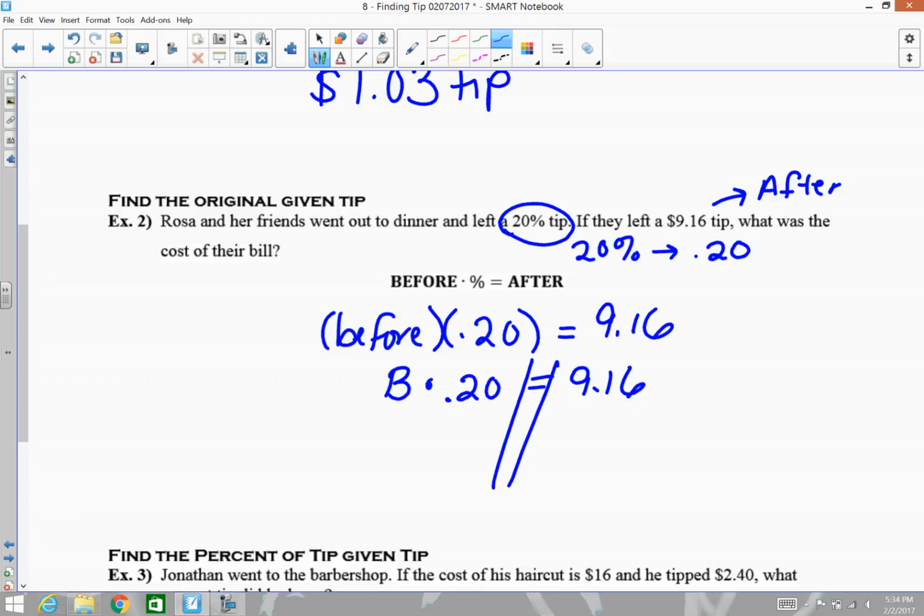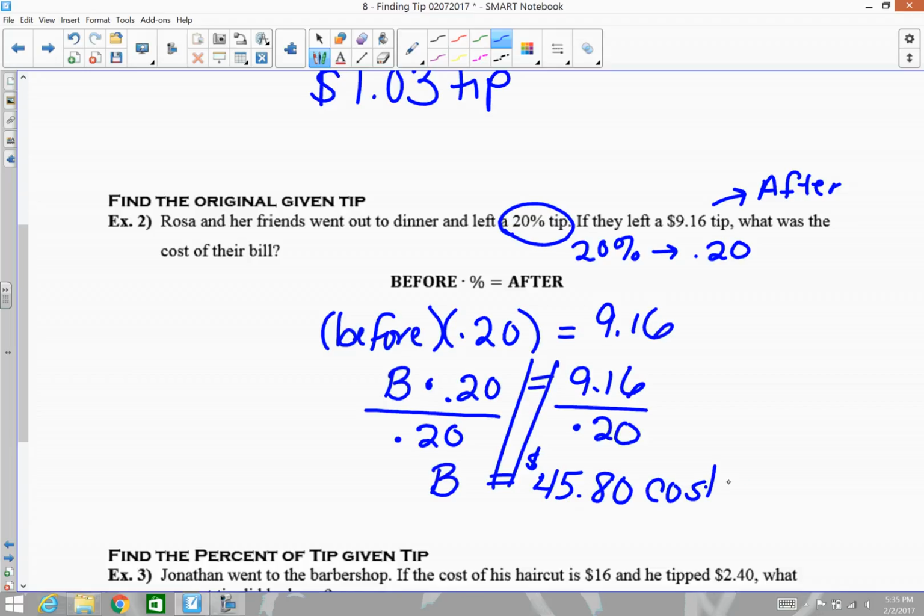And now we can draw the river and solve. Because there's multiplication over here, the opposite is division. So I'm going to divide both sides by 0.20. And I get the before amount, B equals $45.80. So this was the cost of the bill, the amount they paid for their food before leaving tip. If I'm going too fast at any point, feel free to pause and then continue.